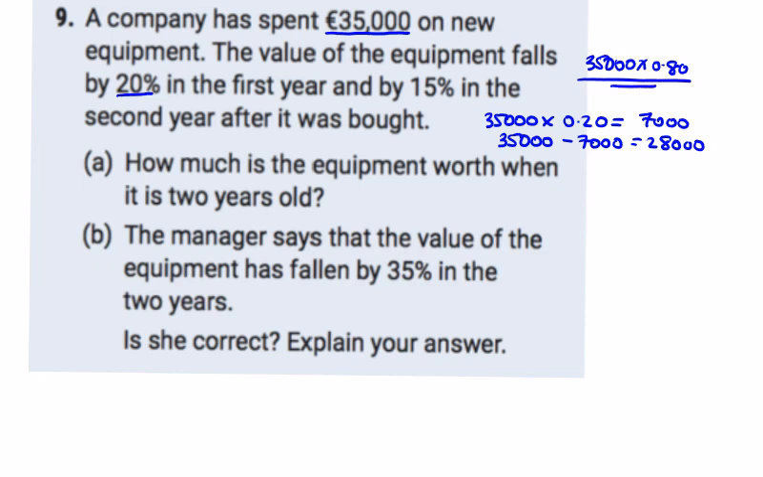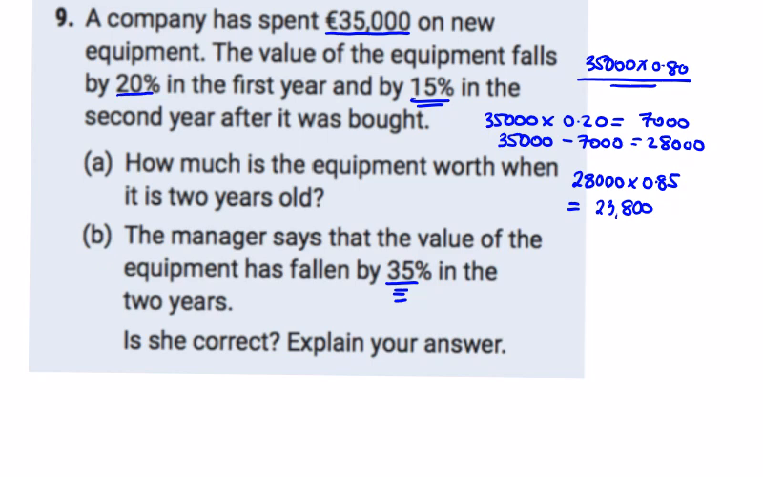So if it falls by 20% in the first year and 15% in the second year, we'll do it this way. So 28,000, it's going to be worth 85% of what it was worth. So by 0.85 will tell us how much it's worth at the end of year 2. 23,800. And the manager says the value has fallen by 35%. Well, we know this isn't true. 20 and 15, because they're in different years, is not going to be correct.